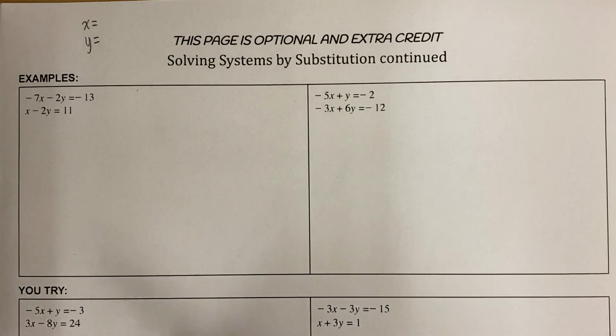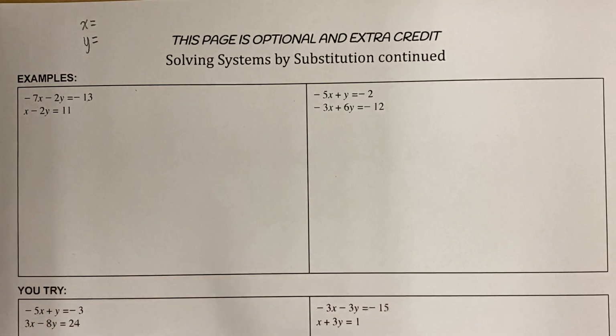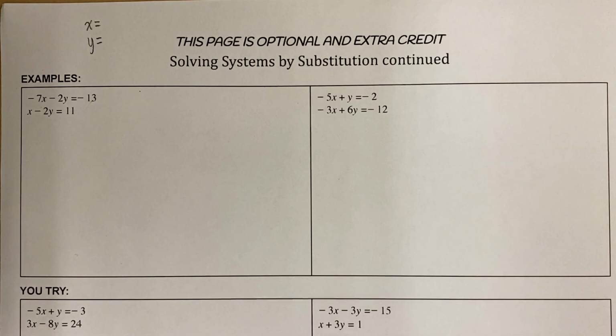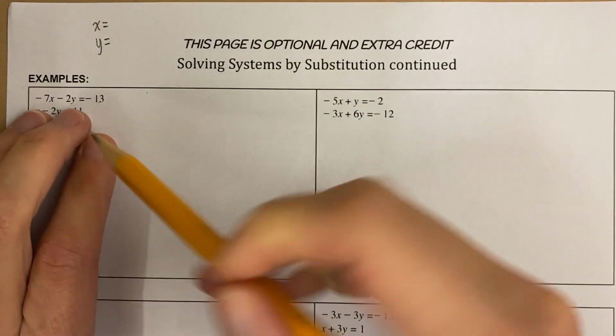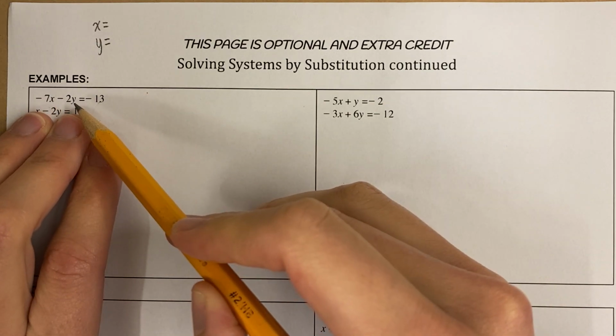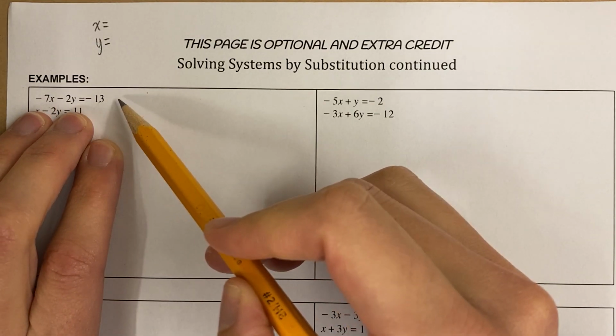So in order to use substitution on either of these systems, we actually need to rearrange one of the equations so that x or y is by itself. Now, you can always rearrange an equation for x or y to be by itself. For example, if I'm looking at this top equation, I could add 7x to both sides and divide by -2, and y would be by itself. I would end up with fractions over here.